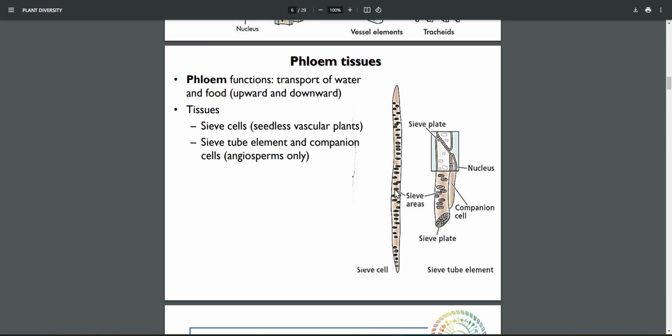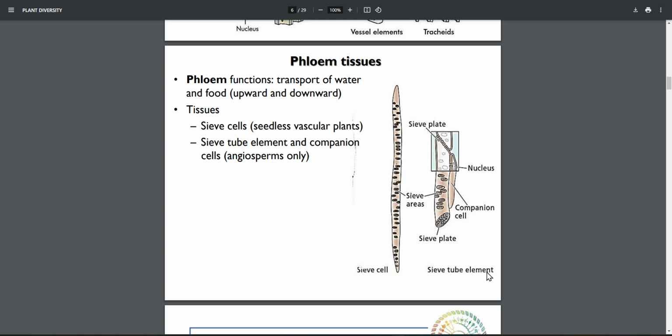Sieve areas are areas that allow a cell and another adjacent cell to have material exchange. For example, maybe there's another sieve cell here, and this cell would use the sieve area to move some sugar, and then it will allow the sugar to exit from this cell and into the cell next to it. That's how the sieve area works.